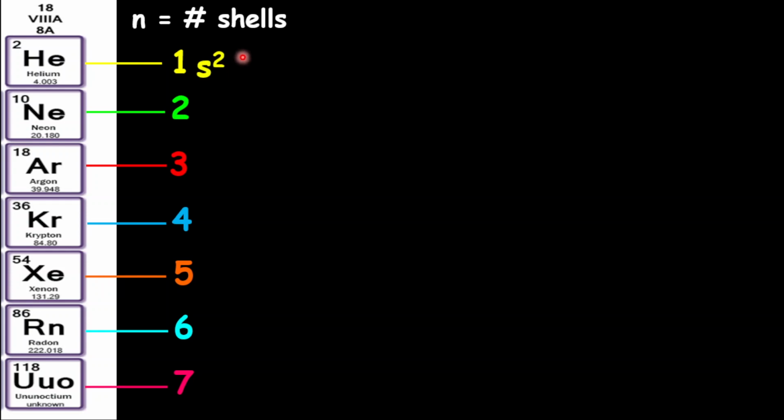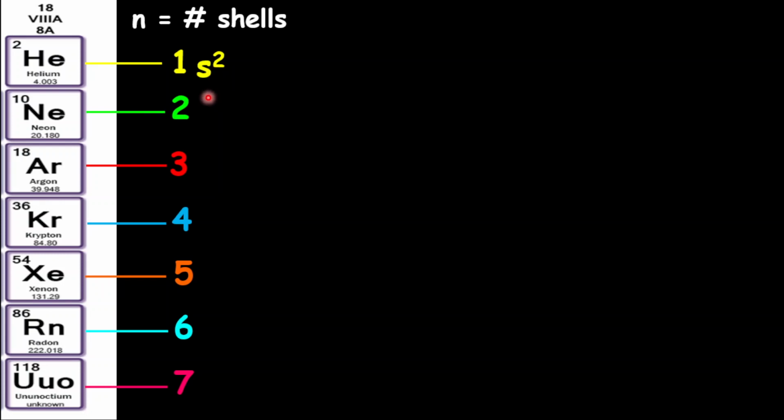Now, we talk about these elements being p-block elements. However, helium, since it has 1 shell, can only have an s orbital. All right, so that is the only exception to that grouping. But it is a noble gas because the orbital is completely filled.